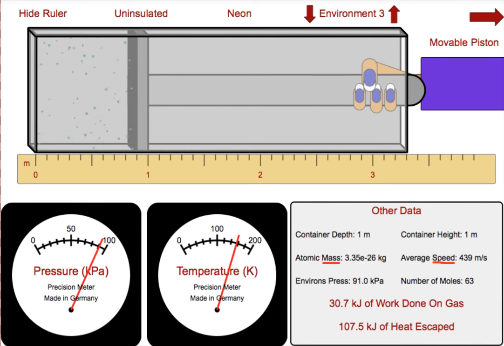Okay, then students can take a look at the different gas laws. So for instance, with Boyle's law, we'd want to keep temperature constant. To keep temperature constant, we leave it uninsulated, and we make sure that the environment does not change. So then all students would have to do is record volume and pressure.